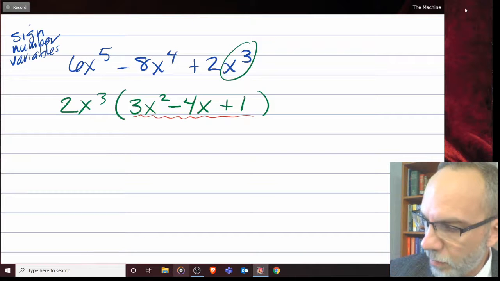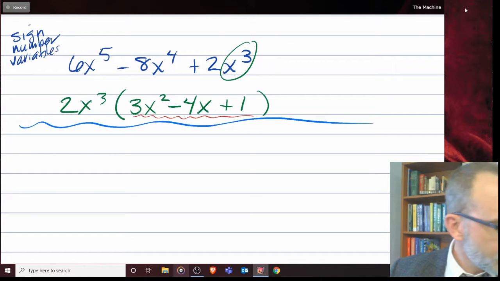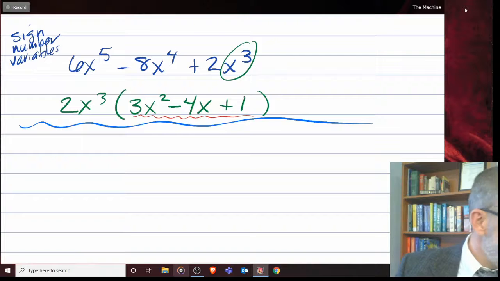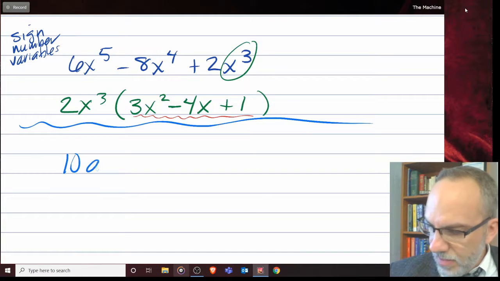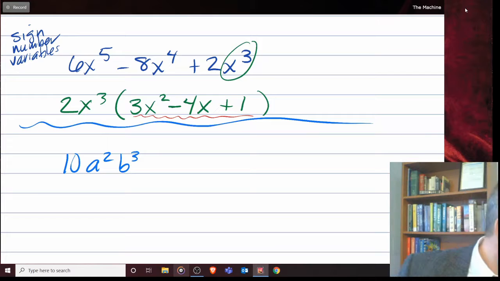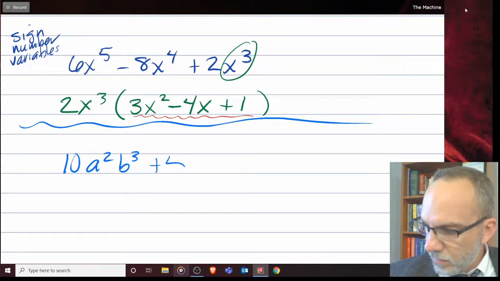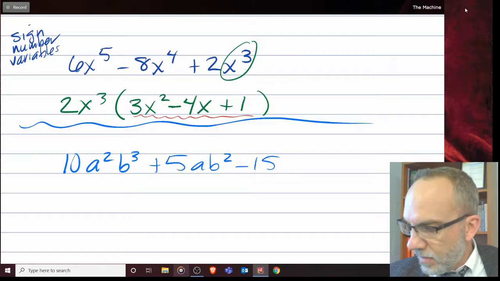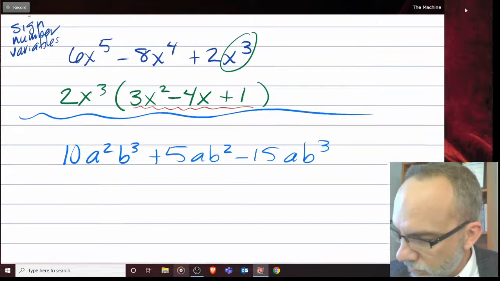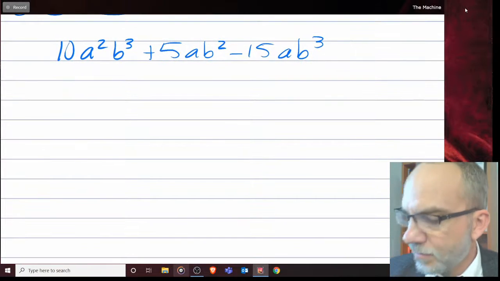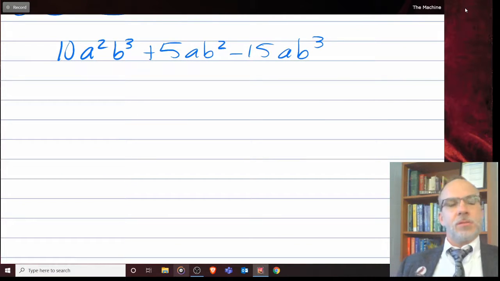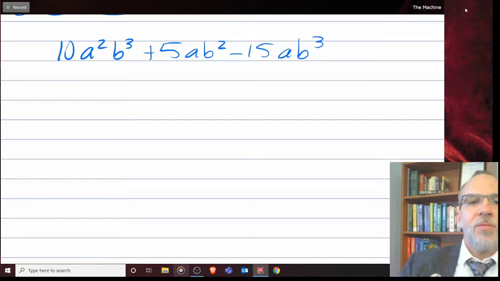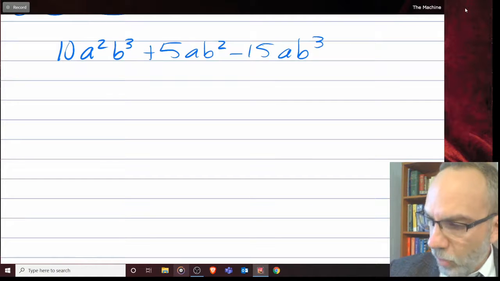this one. I'll do one with some multivariables. Let's do 10a squared b cubed plus 5ab squared minus 15ab cubed. Okay, 3 terms again here. All right, so do the number first. Is there a common factor of 10 and 5 and 15? Which number will multiply into all of those? Hopefully you see by now that that would be a 5, but I'm not finished yet.